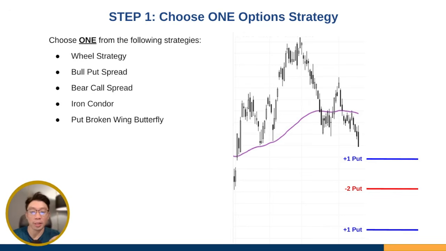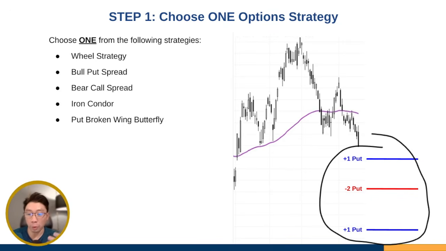Now, last but not least, the final option strategy that you can choose from would be called the put broken wing butterfly. So the put broken wing butterfly, as you can see, is this structure over here. What it essentially is, is just a put credit spread that is financing a put debit spread. So this put broken wing butterfly has a pretty high win rate.